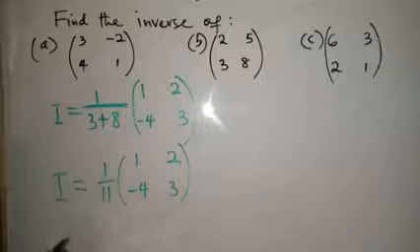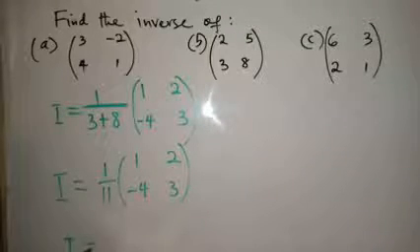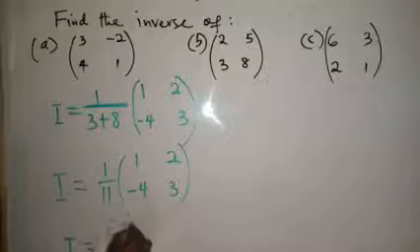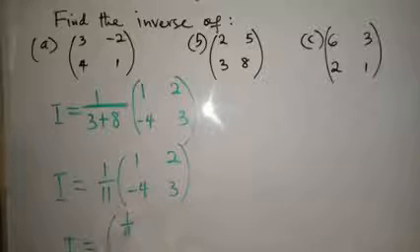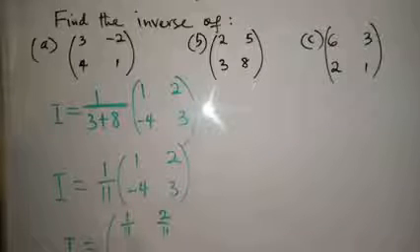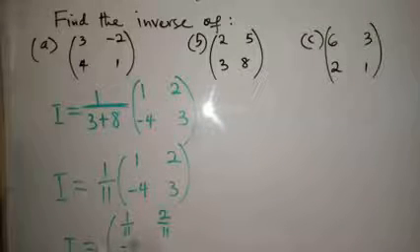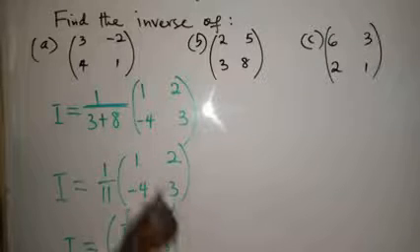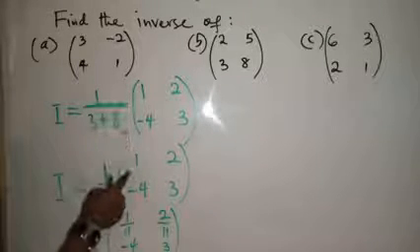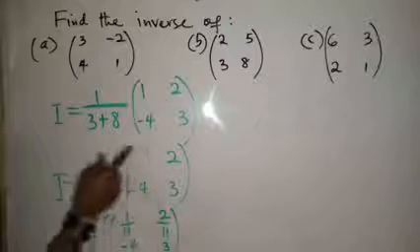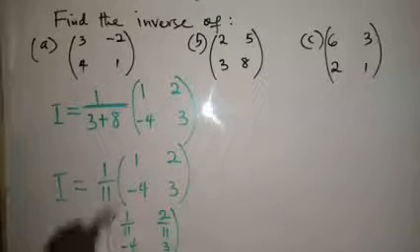Some may even decide to bring the 1 over 11 inside, and that will be 1 over 11, 2 over 11, minus 4 over 11, and 3 over 11. Any one of these is the answer. But it's better for you to either leave it this way or this way.